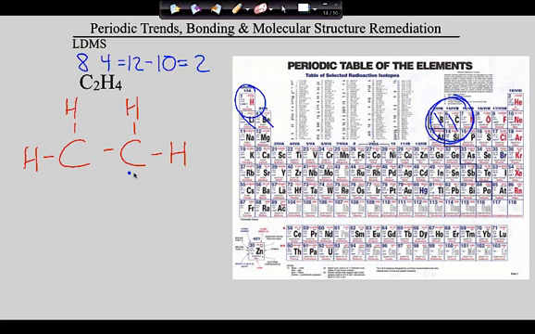In order to do that, we will take the 2 electrons off the carbon on the right, and we will push them into the middle, and we will form a double bond. And now, if we go and check octets, the carbon on the left has 8, the carbon on the right has 8, and that is the Lewis dot structure for C2H4.